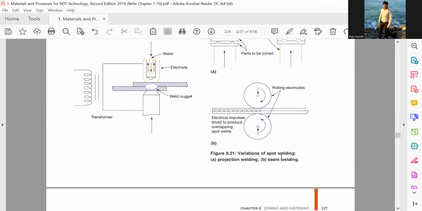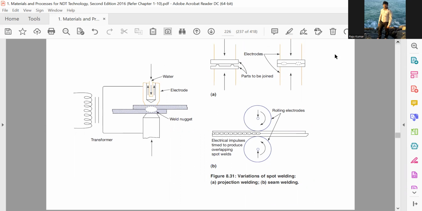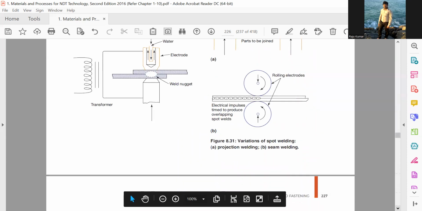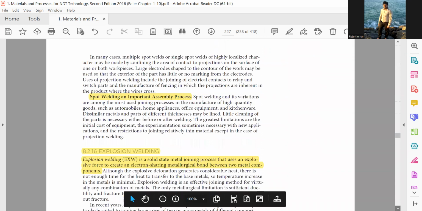The variations of spot welding are projection and seam welding. So either of the two. These are projection welding. This is seam welding. Spot welding is an important assembly process.